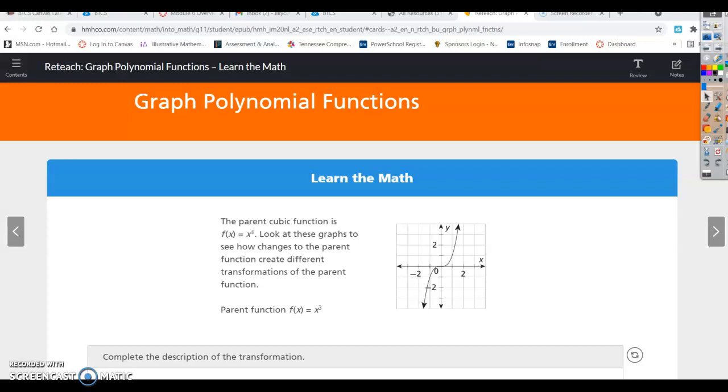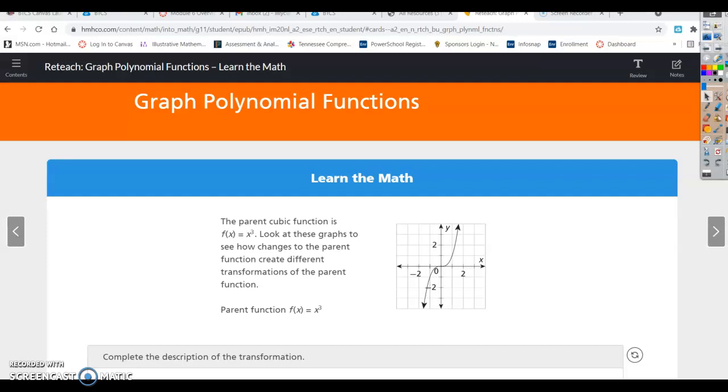We are going to look at section 3.1, graphing polynomial functions today. So if you want to follow along in your textbook, this is lesson 3.1, graph polynomial functions. To graph a polynomial function is going to be very similar to some of the things we looked at in the last unit, where we were talking about transformations of quadratics. And now we're just looking at polynomials.